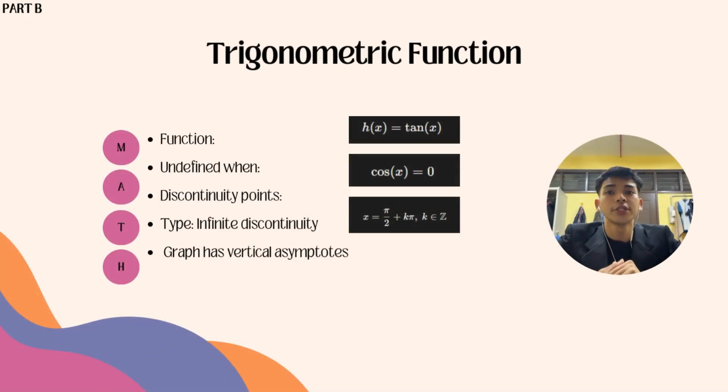And the last one, for the trigonometric function, we choose tan x. The function is undefined wherever cosine equals 0. This happens at pi over 2 plus k pi. At this point, the graph shoots up to infinity or negative infinity. So the discontinuity is classified as an infinite discontinuity.